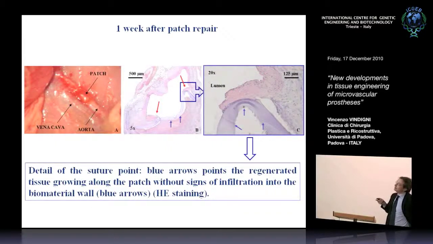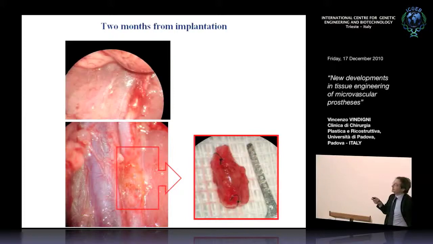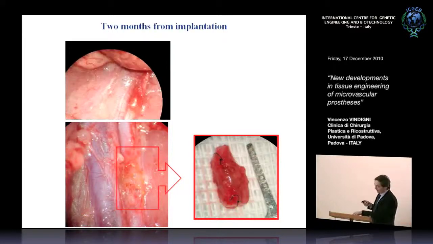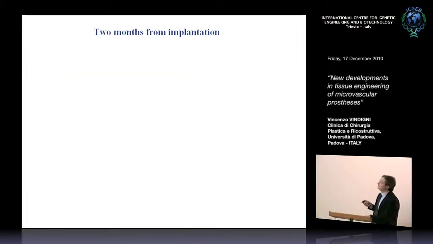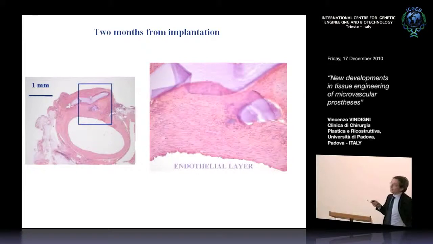And the histological samples show that the biomaterial is present after 1 week. And you can observe a small regeneration both in the luminal surface of the artery and external surface. These are the details of the new regenerated tissues. After 2 months, the biomaterial is integrated with the artery. The blood flow is conserved. This is the macroscopical sample. The biomaterial is present, is not reabsorbed, but the new artery wall is perfectly regenerated. This is the endothelial layer, and this is the biomaterial.